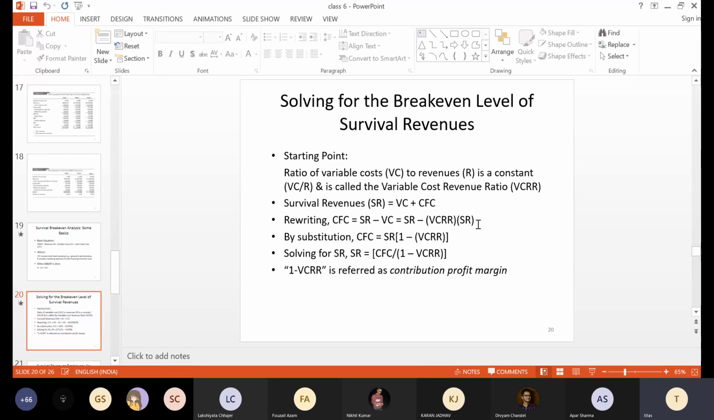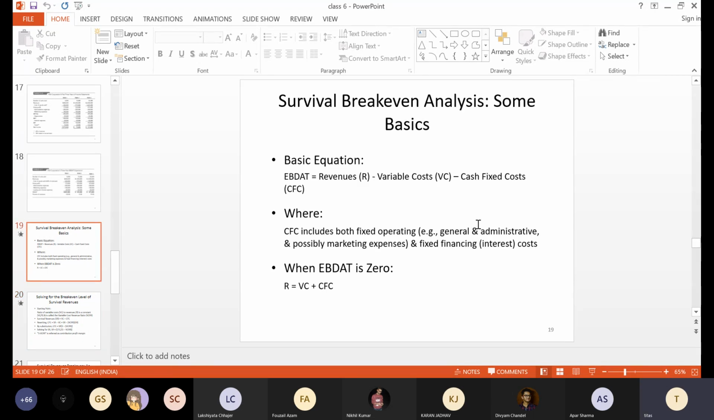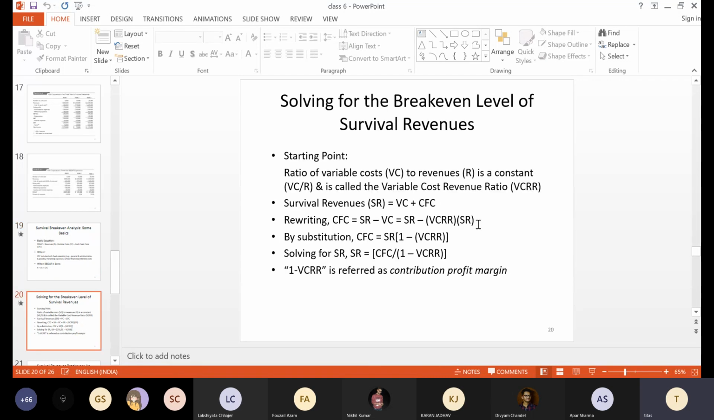Okay, so if we present it in a different manner, survival breakeven is equal to that revenue, which we call EBITDA, equal to VC plus CFC, variable cost plus cash fixed cost, just from the last slide. Now, if we put it this way, keeping cash fixed cost on the left side and taking the rest on the right side.